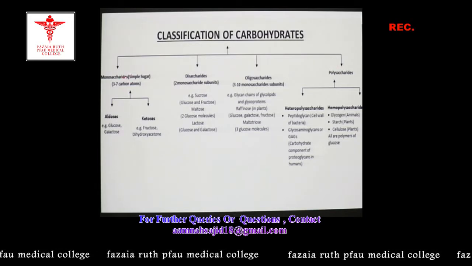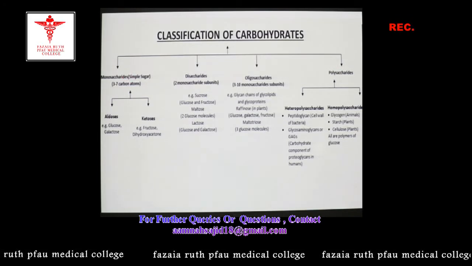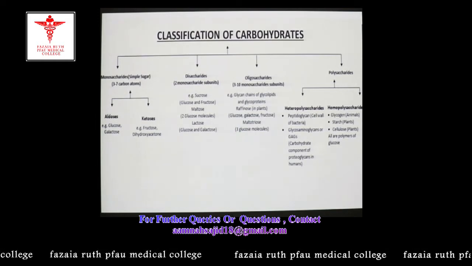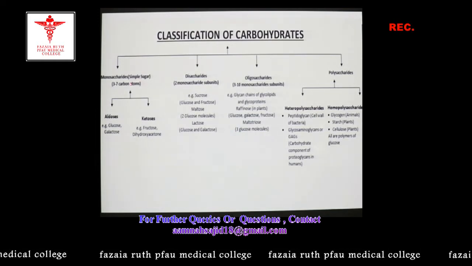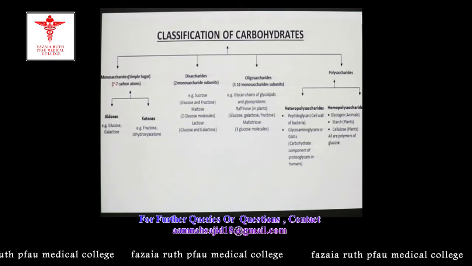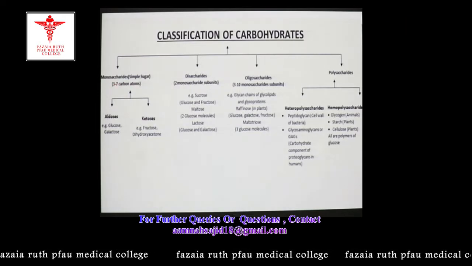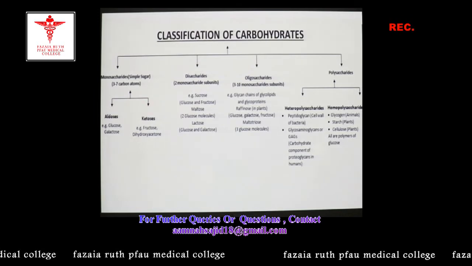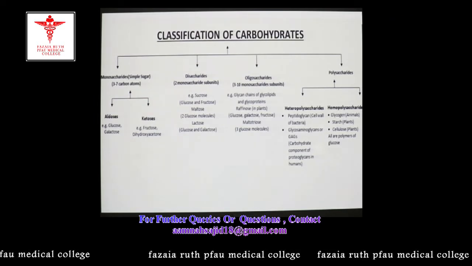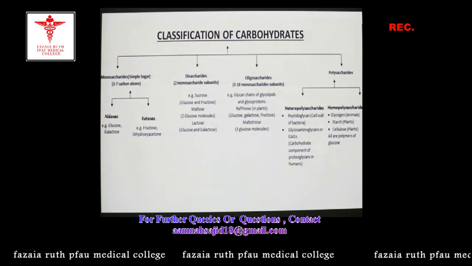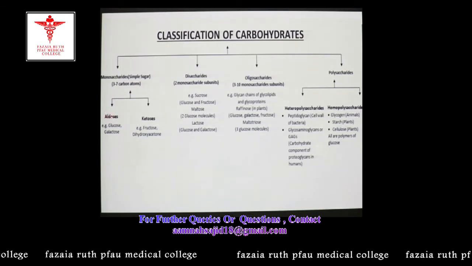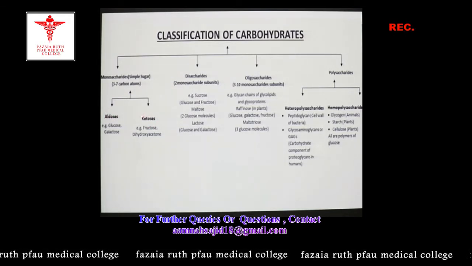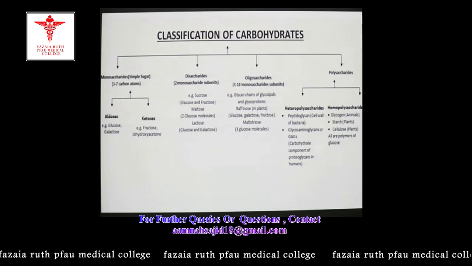Now, monosaccharides are the simplest sugars, and they cannot be further hydrolyzed into a simpler sugar. They can contain 3 to 7 carbon atoms, and they can be further divided into aldoses and ketoses depending upon the type of functional group present in their structure. If an aldehyde functional group is present, then the sugar will be termed an aldose. If a keto functional group is present, then the sugar will be termed a ketose.